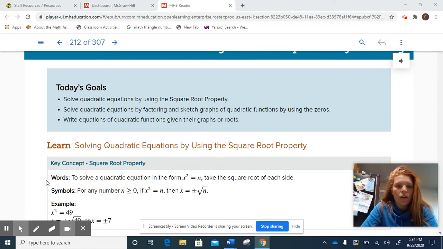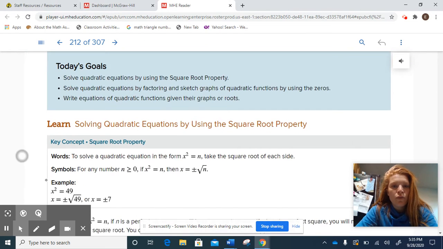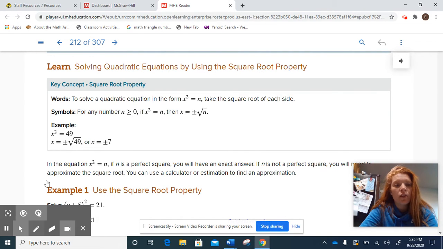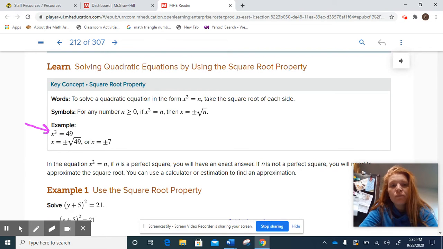11.4 is all on solving by square roots and solving by factoring when you're given a quadratic. So the first thing that we're going to learn is how to solve a quadratic equation using the square root property. Basically, when you have a quadratic with no other x function, so there's no middle term, there's no bx in there, you can solve it using a square root.